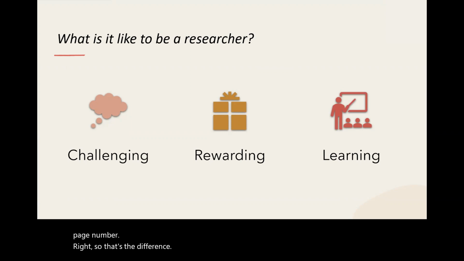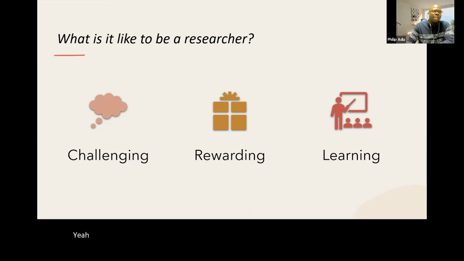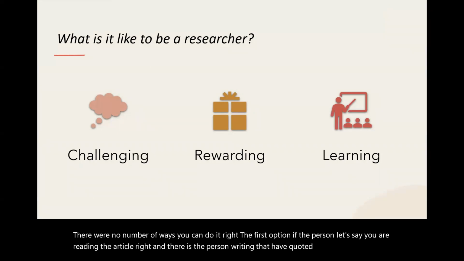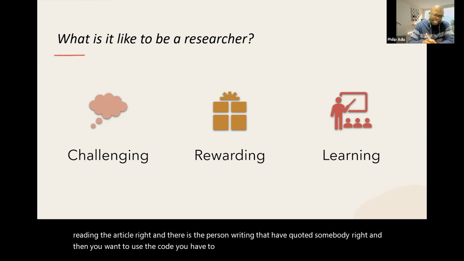And please, with referencing, assuming I read an article and the person already referenced someone, and I have taken that idea. I want to quote whatever I saw over there. Am I going to quote the current person whose article I'm reading, or the already cited person? Yeah, so there are a number of ways you can do it, right? The first option, let's say you are reading an article and the person writing it has quoted somebody, and then you want to use the quote, you have to go back to the original article and you quote and then write the page number and other things, right?